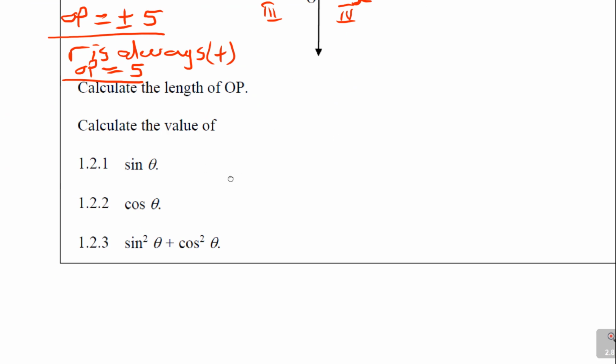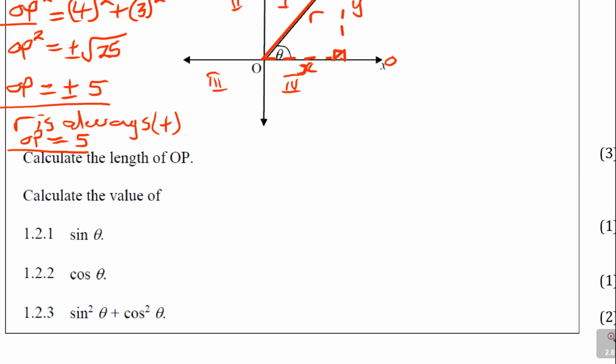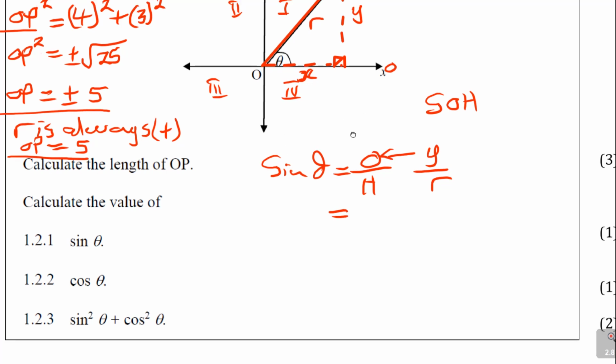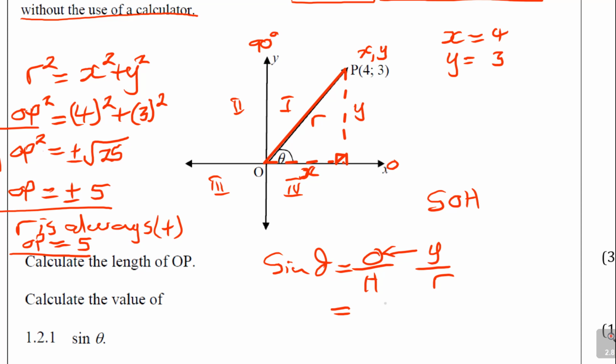And then calculate the value of sin theta. Now you ask yourself, sin theta. Remember, when we talk about sin theta in terms of SOHCAHTOA, that is SOH, opposite over hypotenuse. And I told you, opposite you need to know it's y over hypotenuse is r. So what is your y? You come back to the previous part. Our y was 3, which is 3 over, and then our r became 5. Then that is the answer there. So it becomes simple, 3 over 5.